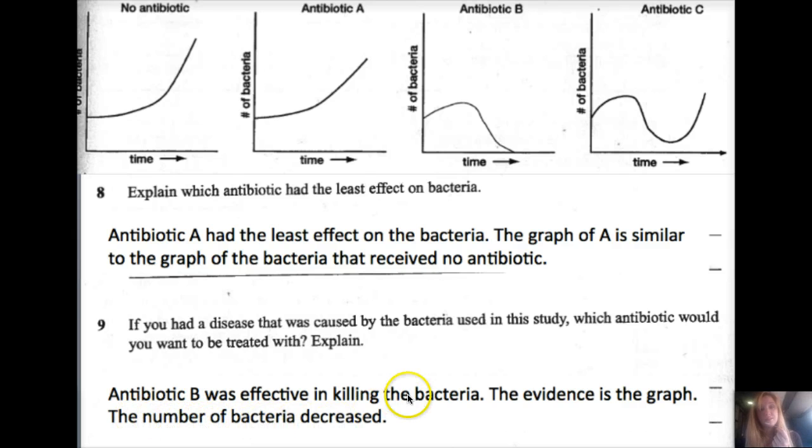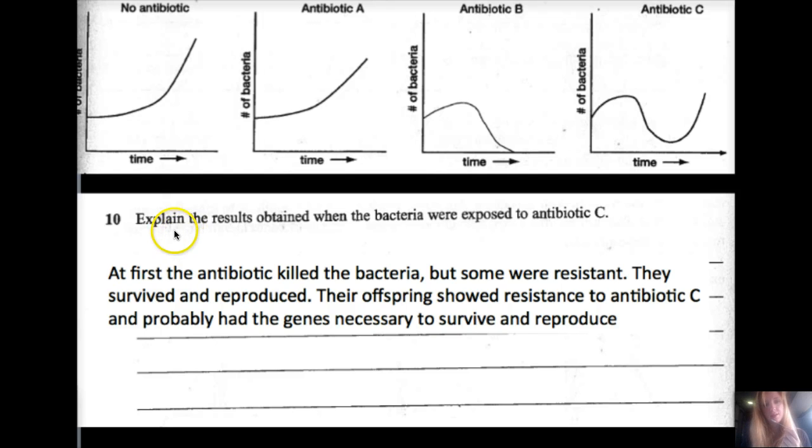The number of the bacteria decreased. So there's our evidence. Question 10. Explain the results obtained when bacteria were exposed to antibiotic C. So we know here that it kind of increased, decreased, and then increased again. This one was kind of like just a normal rate.